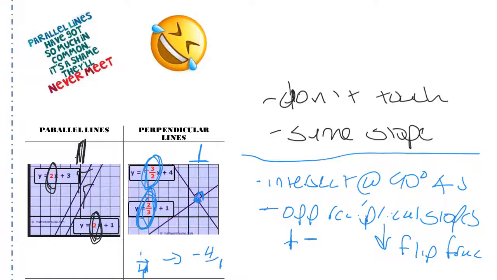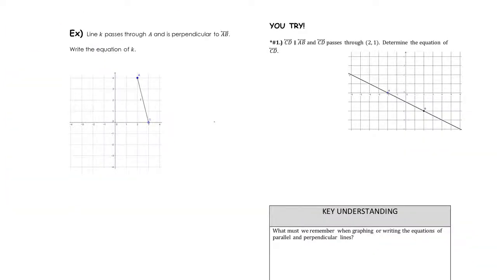So let's flip to the inside of our notes and look at our examples. So we want to have line K pass through point A. Well, here's point A. And it'd be perpendicular to AB, this line. Well, I know perpendicular means I need to have opposite reciprocal slopes. So I'm going to annotate that really quick. And so to find the opposite reciprocal slope, I first need to find the slope of AB.